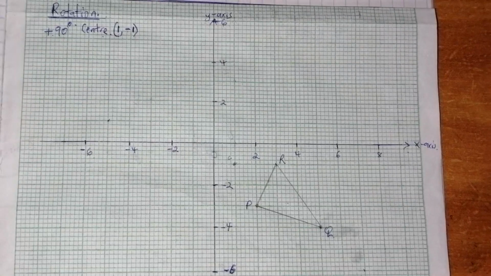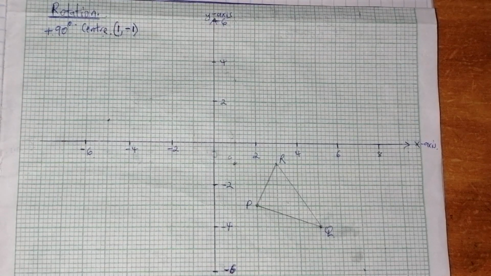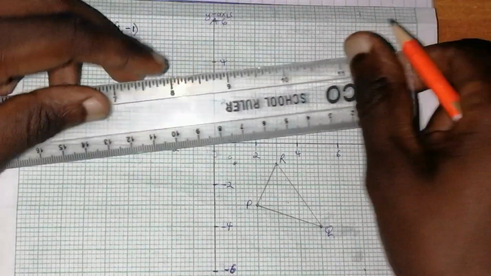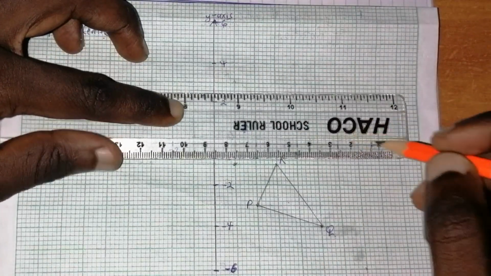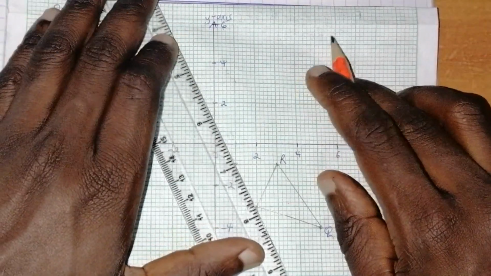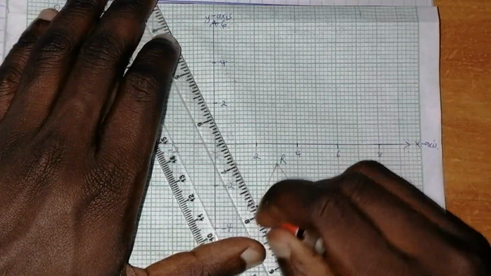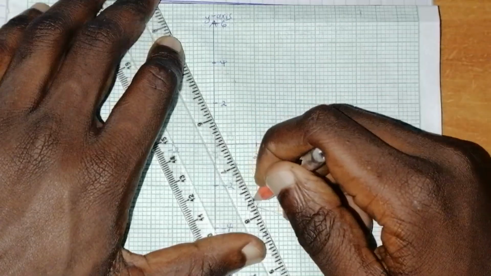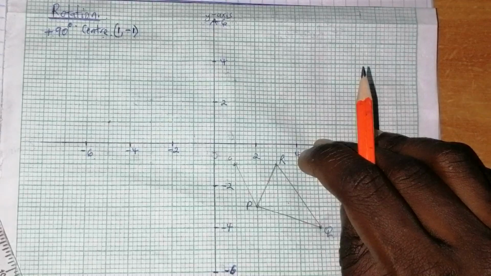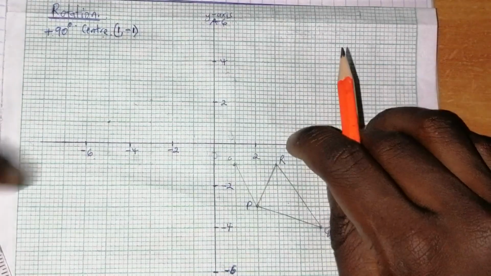Now the next step we need to do is to pick a point and join it to the center of rotation. And the point that I will start with, let me start with the point P. So I've just joined point P to the center of rotation.